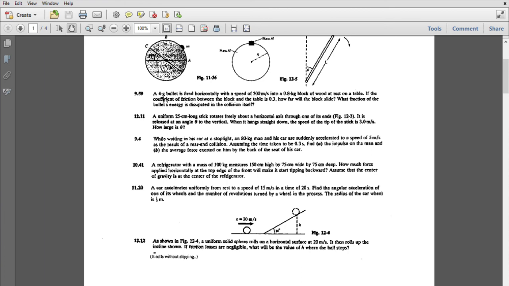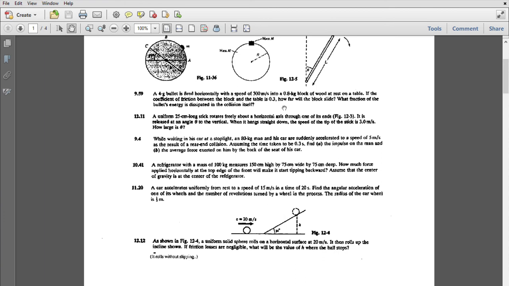Okay, next problem, 959. A 4-gram bullet is fired horizontally with a certain initial speed into a 0.8 kilogram block of wood at rest on a table. Coefficient of friction between the block and the table is 0.3. How far will the block slide? What fraction of the bullet's energy is dissipated in the collision itself?